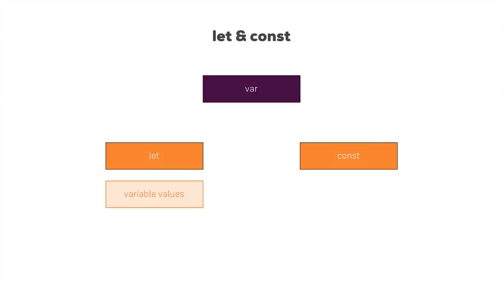You use it for variable values. Let and const are also changing something behind the scenes about the scope of variables, but the most important takeaway here is: use let if you want to create a variable that really is variable. Use const if you plan on creating a constant value, so something which you only assign once and never change. And that is the case more often than you might think.